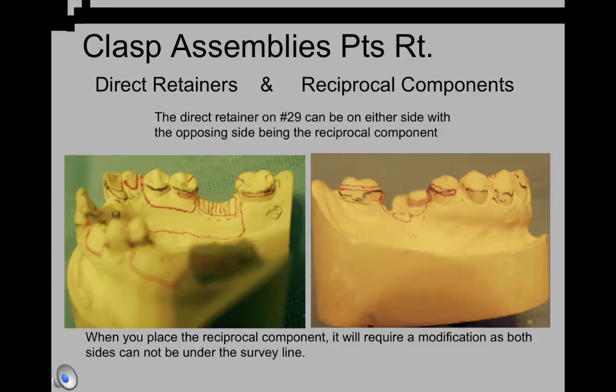On the opposing side, I chose the ring clasp on number 31 because the biggest undercut was on the mesiolingual, and it would require more tooth to be reduced in order to place the typical direct retainer going from the mesial to the distal. I do not have to remove as much tooth when I approach the mesiolingual undercut from the distal area.